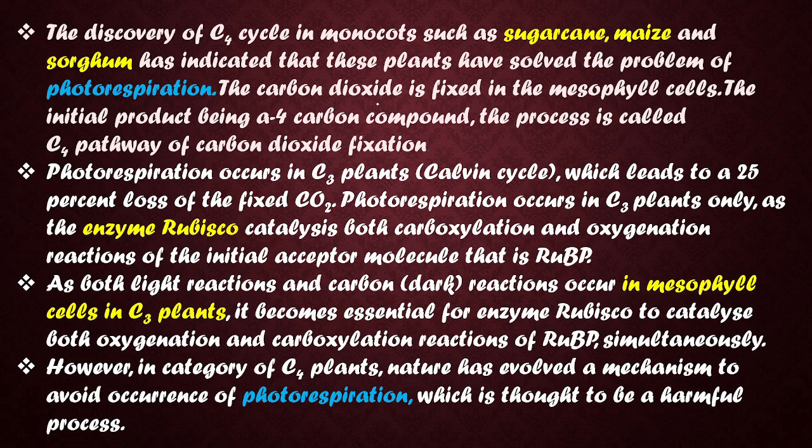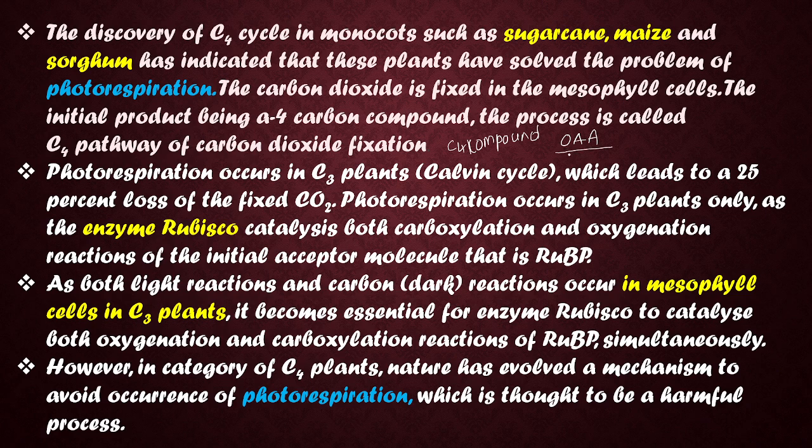The carbon dioxide is fixed in the mesophyll cells. The initial product being a 4 carbon compound, the process is called the C4 pathway of carbon dioxide fixation. Here, the first formed stable carbon compound is a C4 compound, that is oxaloacetic acid. Oxaloacetic acid is a C4 compound.